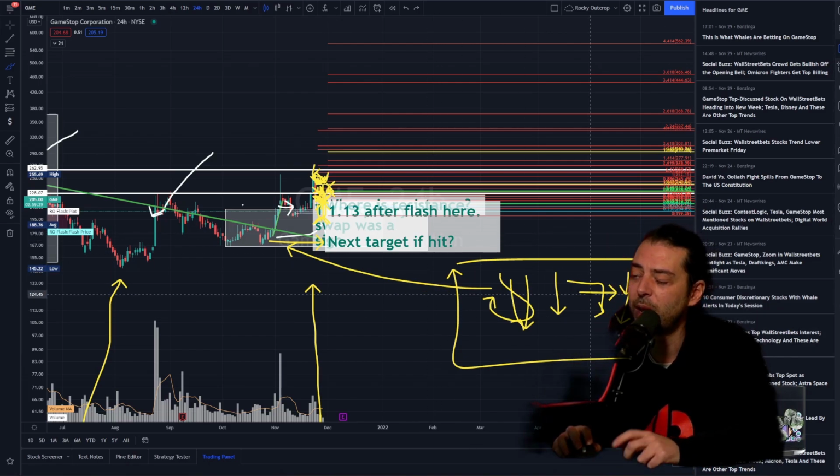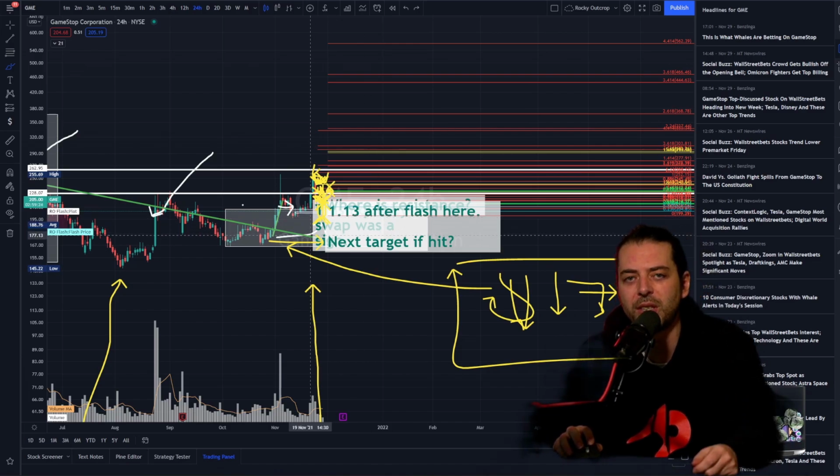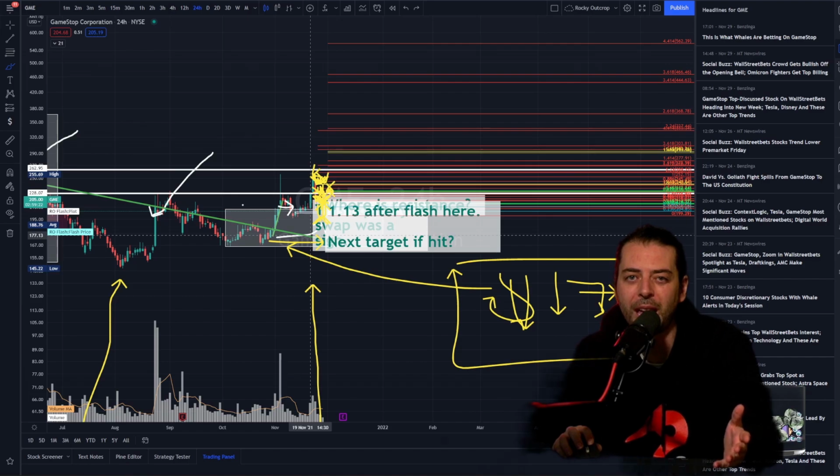Anyway, so here we are, 171. This would be where I'd be aiming down to next. So I'm able to form these professional entries and exits even though I'm diamond handing, off the back of being a professional trader.